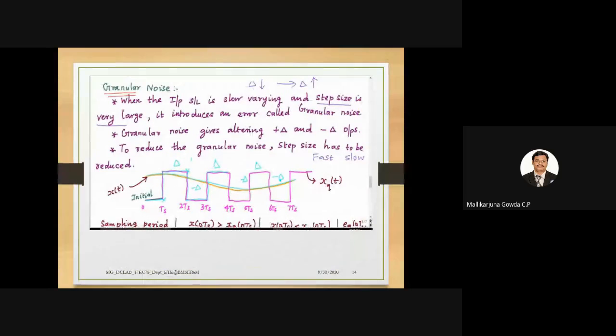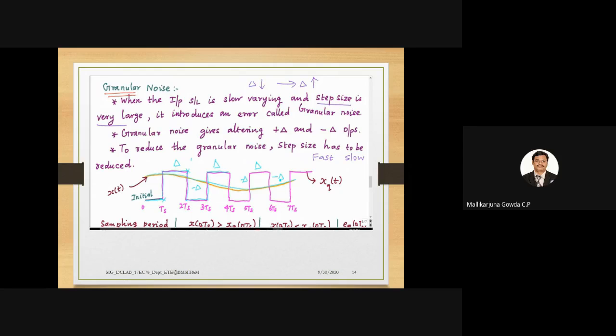Let us see the second noise, that is the granular noise. Granular noise occurs whenever the input signal is not changing fast, meaning when the input signal is slow varying and the step size is very large. If the step size is very large, then that leads to an error called granular noise. Here is an example of this granular noise.